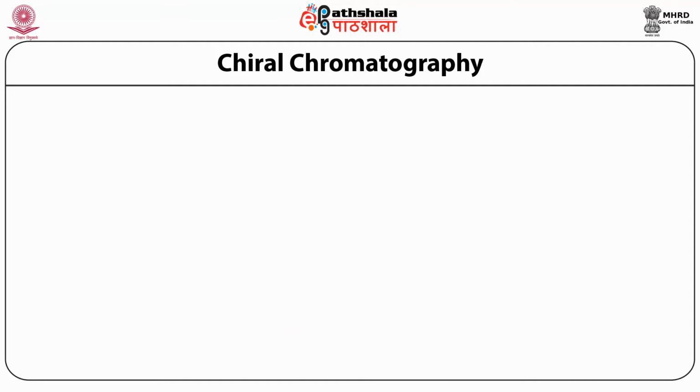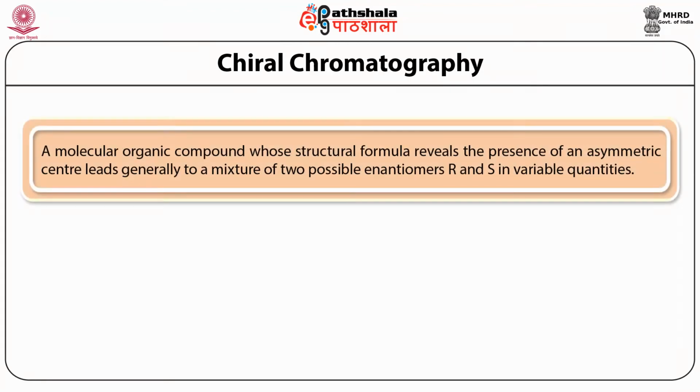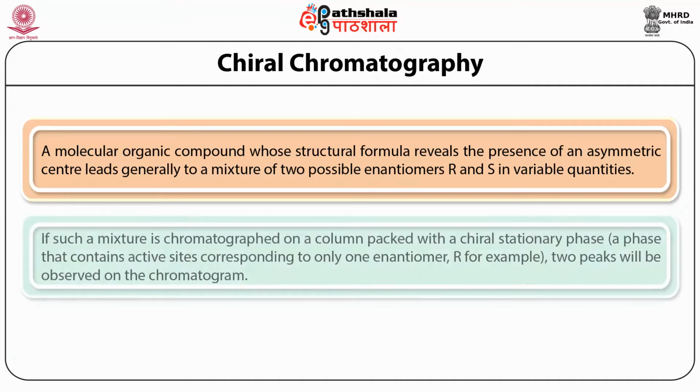The third important chromatography is known as chiral chromatography. A molecular organic compound whose structural formula reveals the presence of an asymmetric center leads generally to a mixture of two possible enantiomers, that is R and S, in variable quantities. If such a mixture is chromatographed on a column packed with a chiral stationary phase, a phase that contains active sites corresponding to only one enantiomer, then two peaks will be observed on the chromatogram.